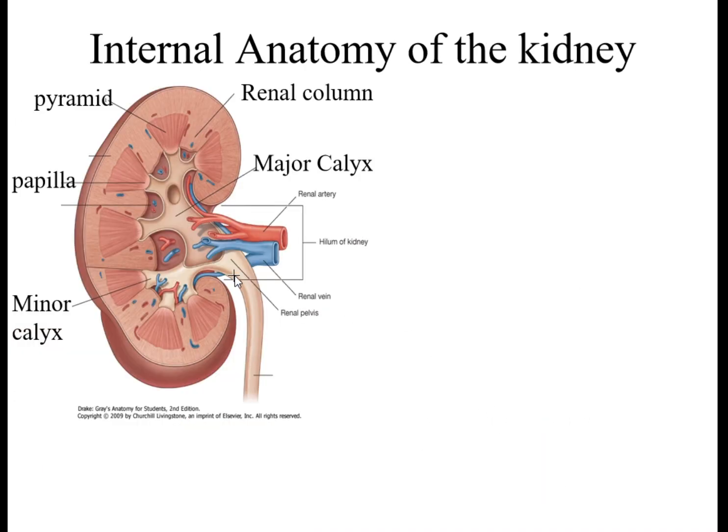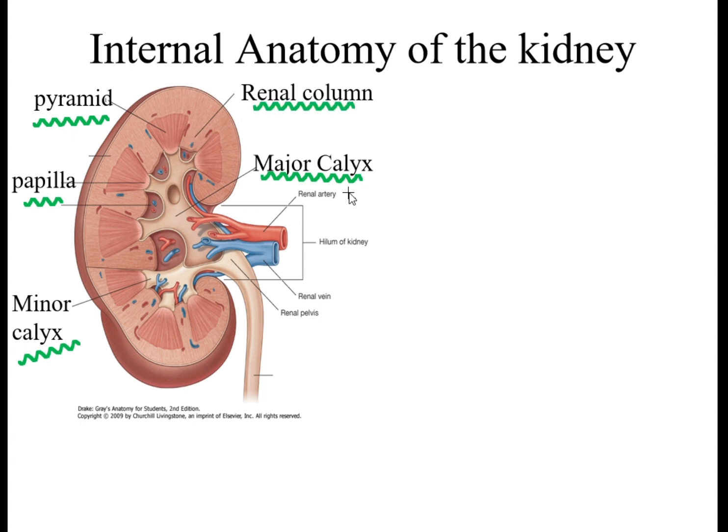As you can see here, this is the renal pyramid, or we can call it the medullary pyramid. And this is the papilla. Next, this is the minor calyx, and this one is the major calyx. And this part is a renal column.